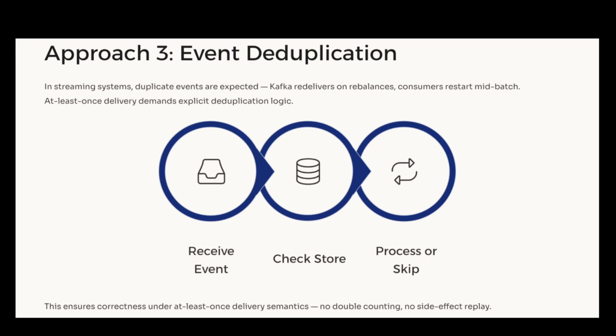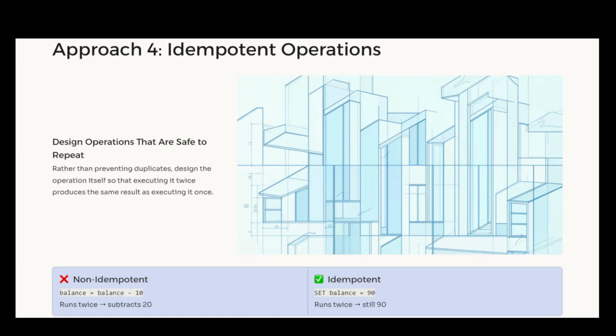Event deduplication. In event-driven systems, duplicate events are common due to redelivery or consumer restarts. The solution is to store processed event IDs. If the event already exists, we skip it. Otherwise, we process it. This ensures correctness under at least once delivery and prevents double counting. So the key idea is event systems must explicitly handle duplication.